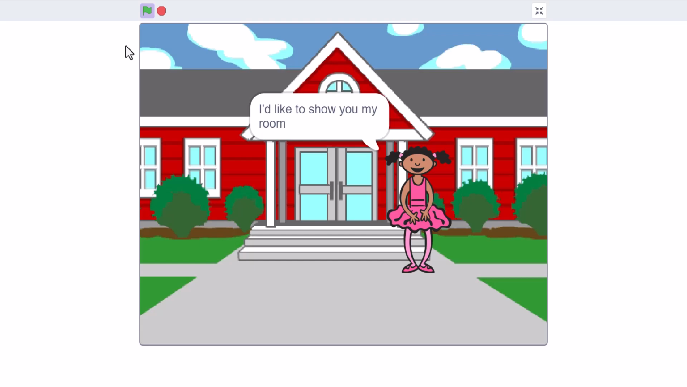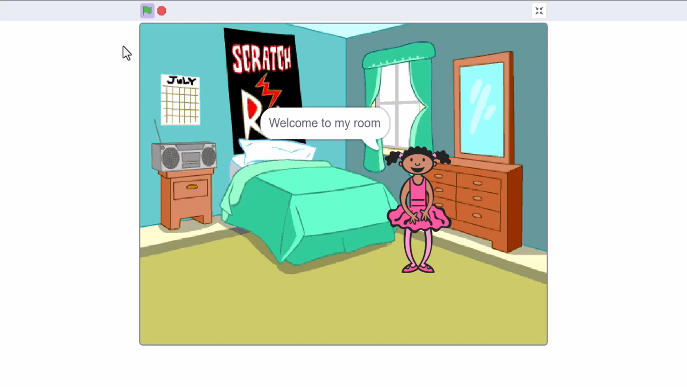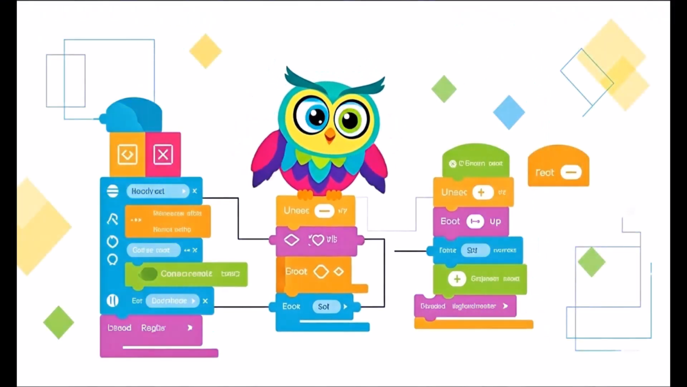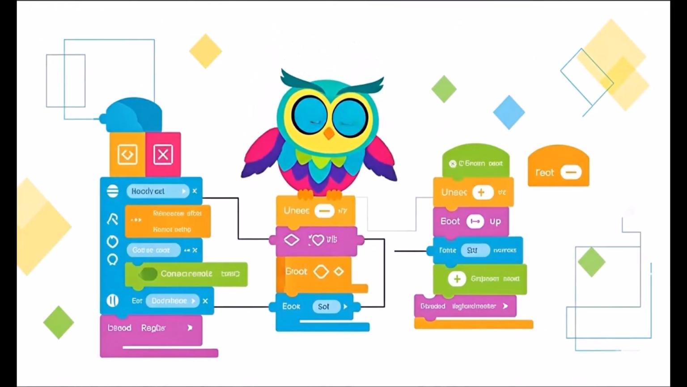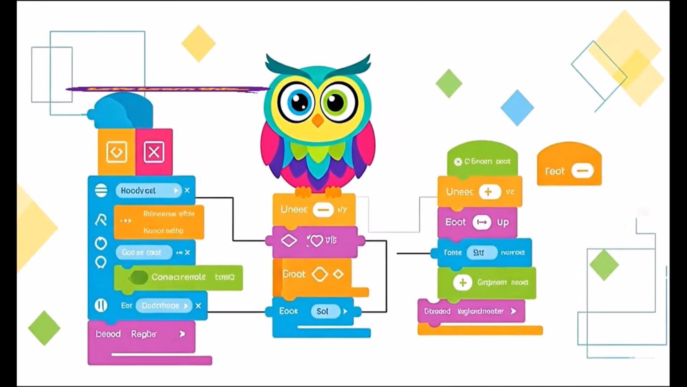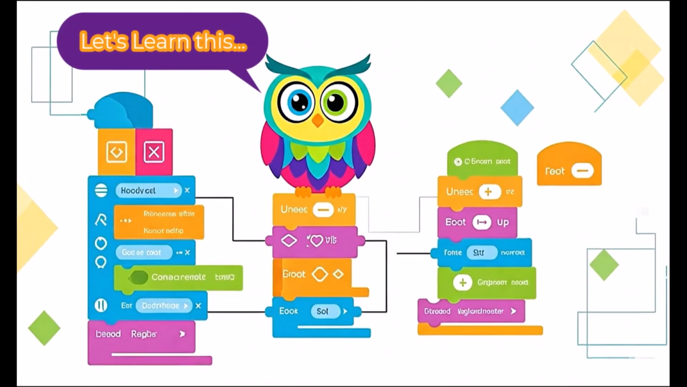In today's animation, the scene starts outside Rosy's house and then smoothly transitions into her room. This video focuses on one main goal: learning how to change backdrops in Scratch while an animation is playing, simply by using a few blocks of code. It might sound tricky at first, but it's actually very easy once the steps are clear. So let's get started.